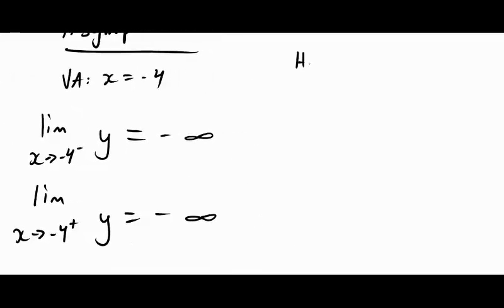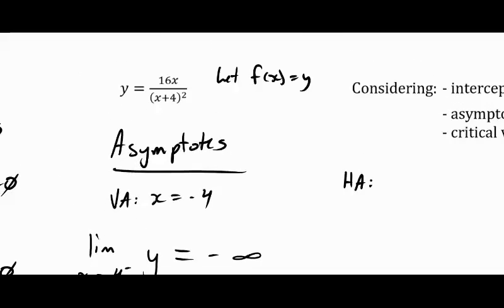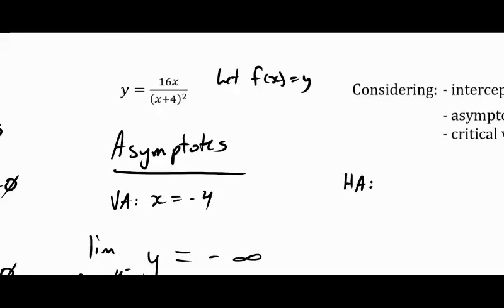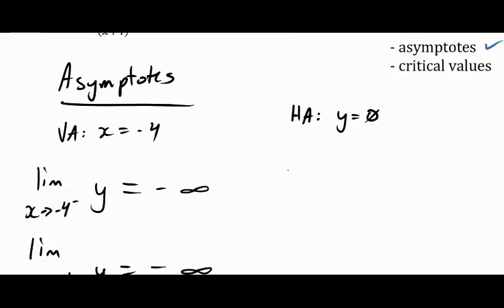Horizontal asymptote. When I look, I see that the denominator has a degree of 2, so it's more than the numerator. So my horizontal asymptote is y equals 0. And I'm going to do f at negative 100 and f at positive 100.